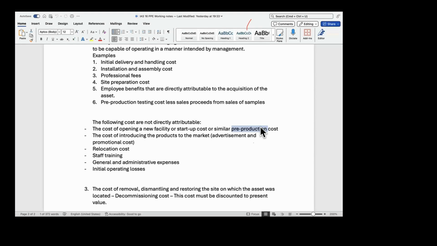General administrative expenses are like maintenance costs, maybe you need to pay some rent, or the warehouse where you want to put the assets, you need to do some lighting, general admin. No, those ones are not directly attributable.